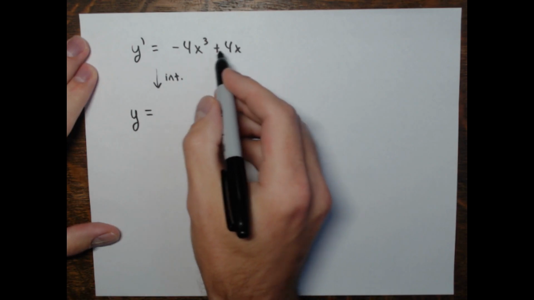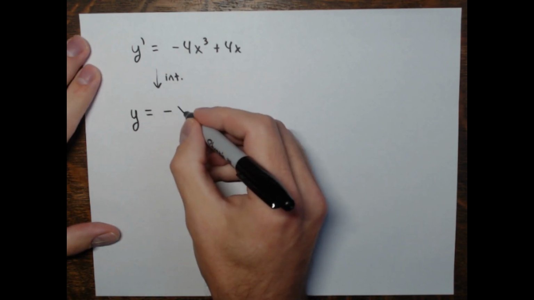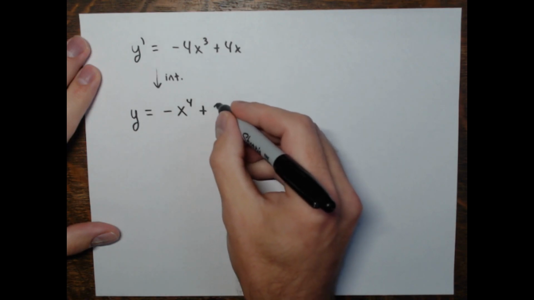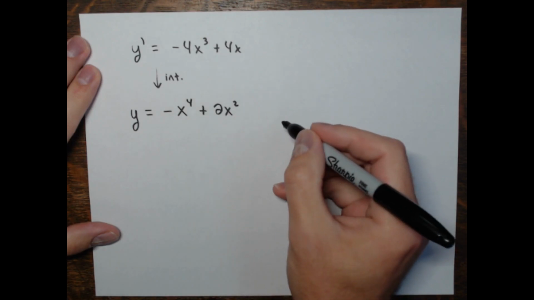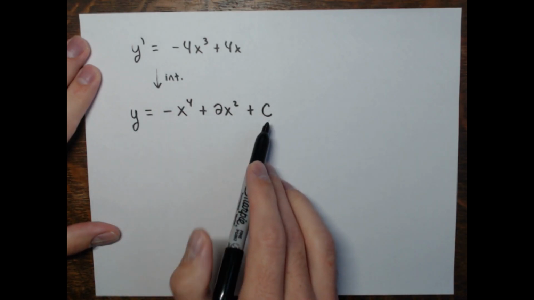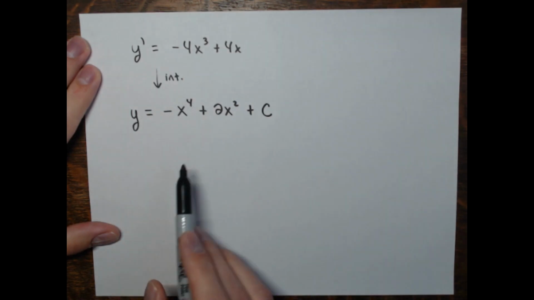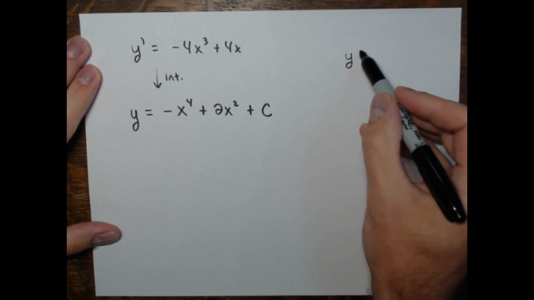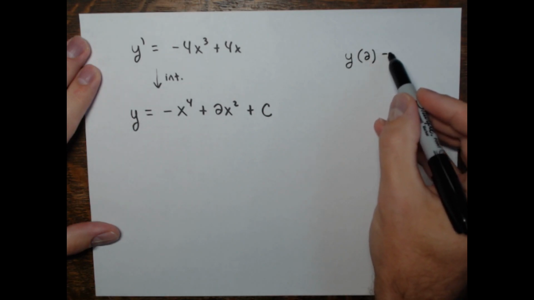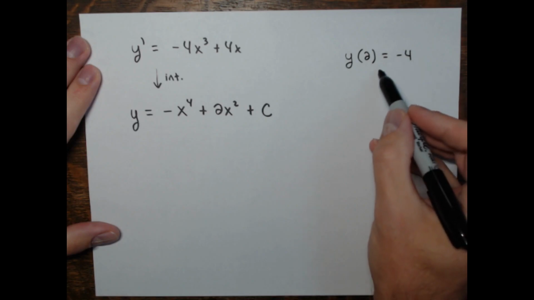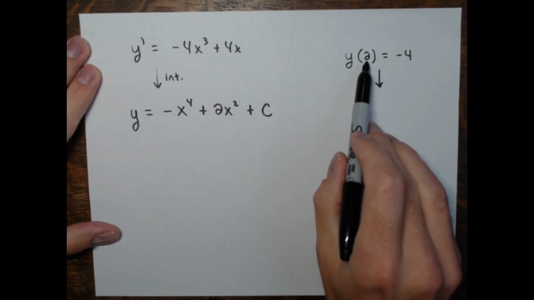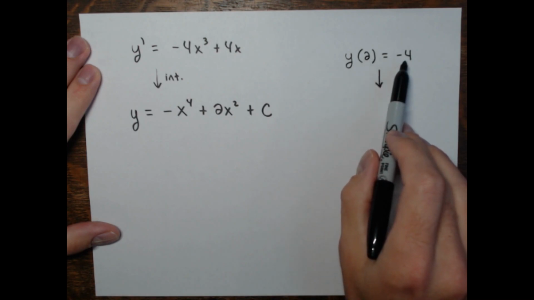And if I integrate this with respect to x, this would be negative x to the fourth plus, and then 4x when you integrate would be 2x squared. And then, of course, plus some constant, right? So there's the general solution of our differential equation. Now I want to find c so that the following condition is met. y of 2 needs to be equal to -4, right? Let's see what that looks like. So this is telling me when x is 2, y is -4.